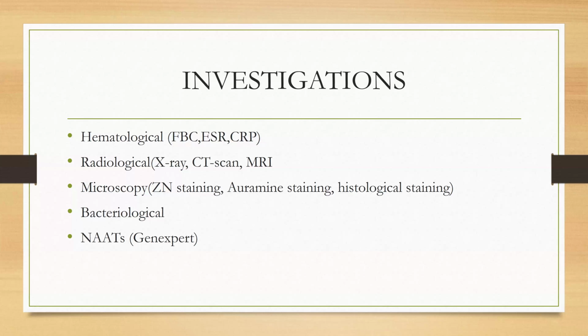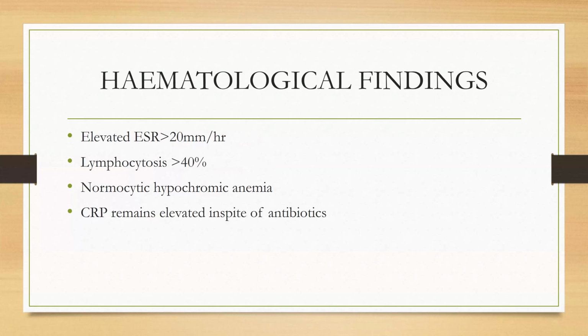Then finally, the other group of investigations is the nucleic acid amplification tests. A good example is the GeneXpert. Nowadays, post-COVID, the capacity for GeneXpert has increased, so let's try to make good use of that capacity. Okay, next. So what would you find hematologically? Why I've selected hematological is because these are some of the simple tests you can do at almost any facility.